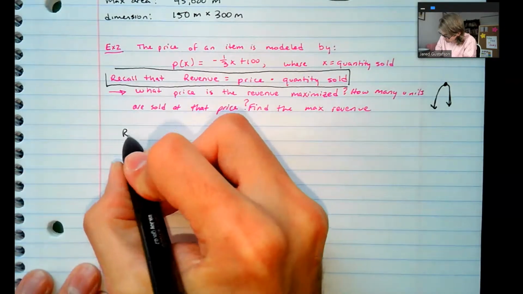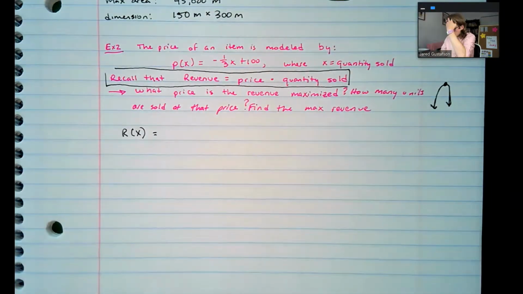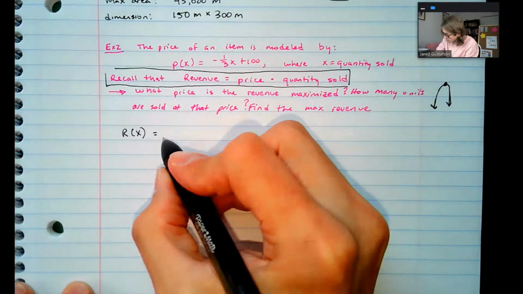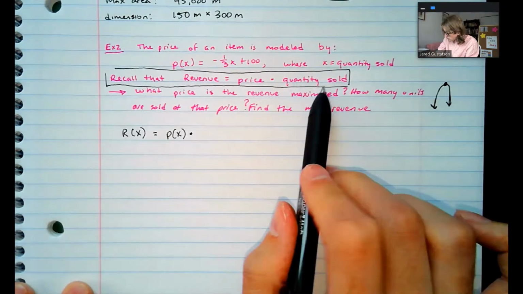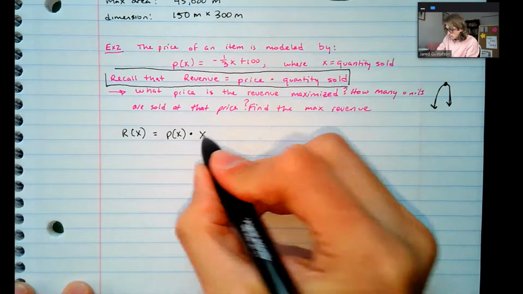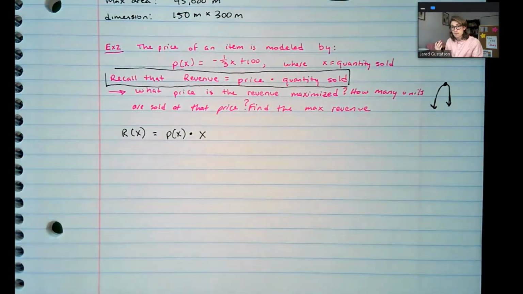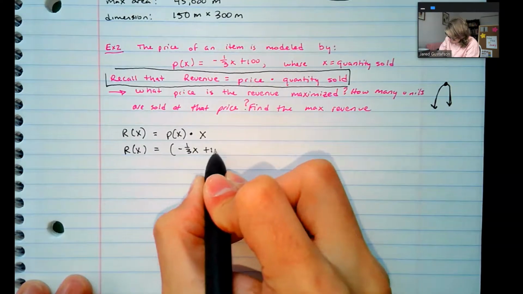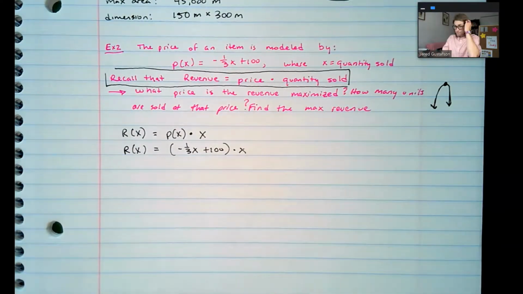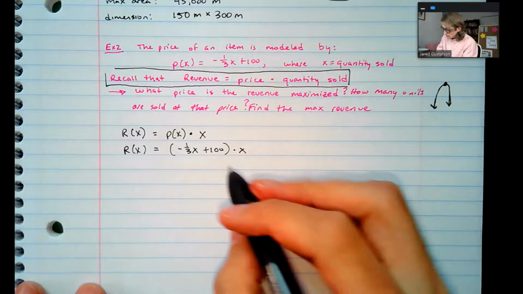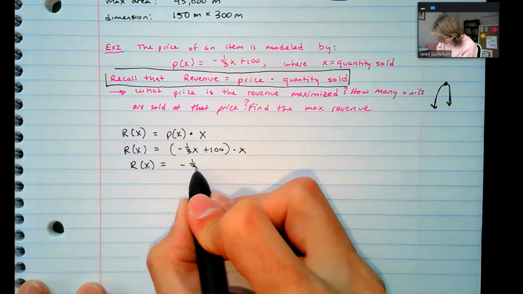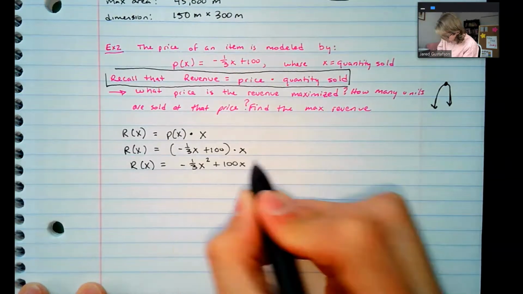So let's talk about our revenue function, price times quantity. What's the price? The price is P of x. What's the quantity sold? That's x. So I'm going to replace P of x with its expression. R of x equals negative 1/3 x plus 100 times x. And if you notice, when we distribute our x, our revenue function is a quadratic.